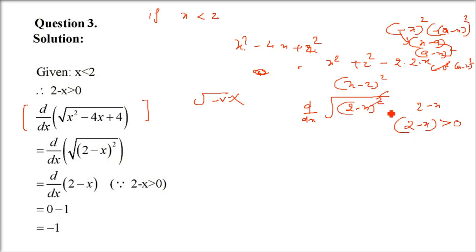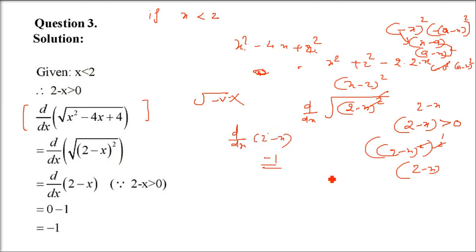So now we can eliminate the root with the square. So 2 minus x will only remain. So now dy dx of 2 minus x: the 2 will be 0 and the minus x will be minus 1. So minus 1 will be the answer.